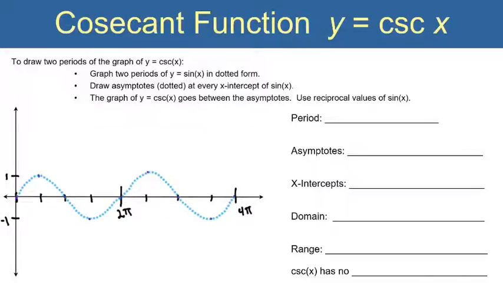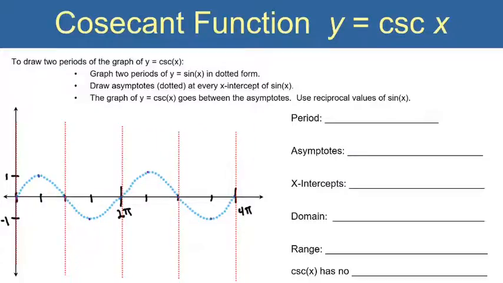And now remember that the cosecant is actually the reciprocal of the sine function. So everywhere the sine function had an x-intercept, cosecant will need to have an asymptote. And even the y-axis itself is an asymptote. I don't know how well you can see that, but the y-axis itself becomes an asymptote.